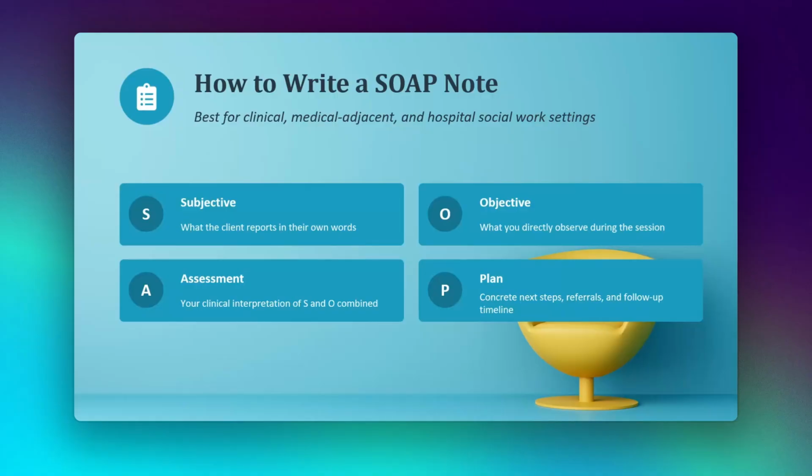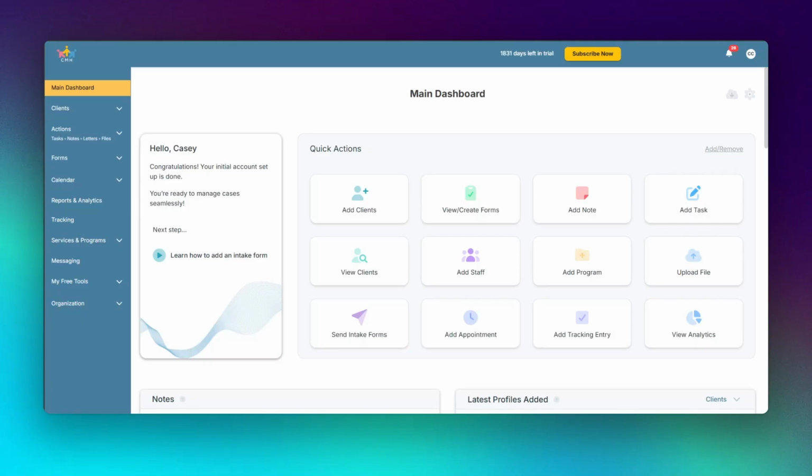SOAP notes are the go-to for hospital social work and clinical mental health, and really any setting where your notes will be read by medical professionals. If you're collaborating with a physician or a psychiatric team, SOAP is going to be the format that they often expect. So let's do a quick example of a SOAP note.